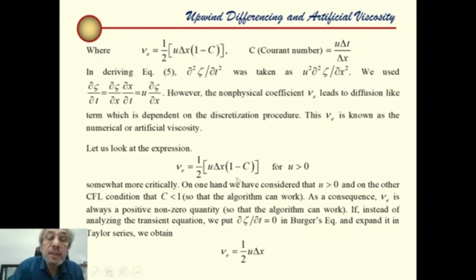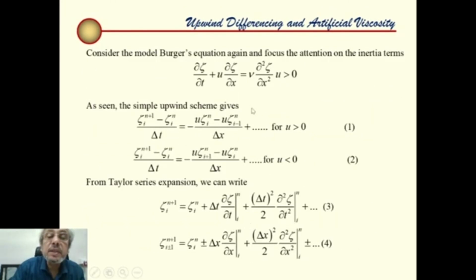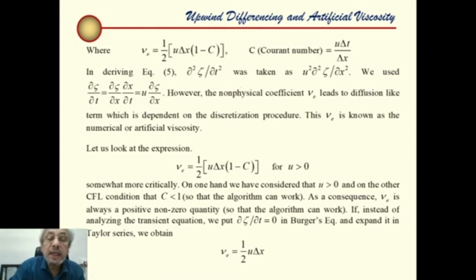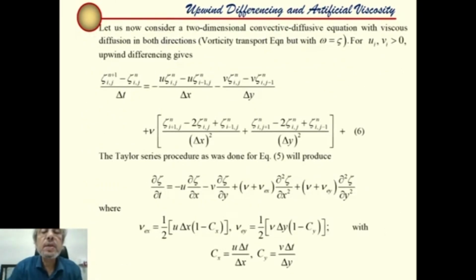Now this expression we got because we took the unsteady state term also, that is del zeta del t in the Full-Burgers equation. If it's a steady equation, the unsteady term is not there, then we can clearly see there will be no Courant number, and the effective viscosity, this artificial viscosity, will be basically half u delta x. C will be 0.